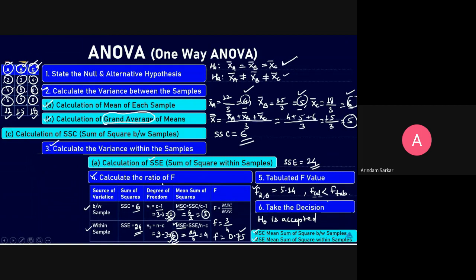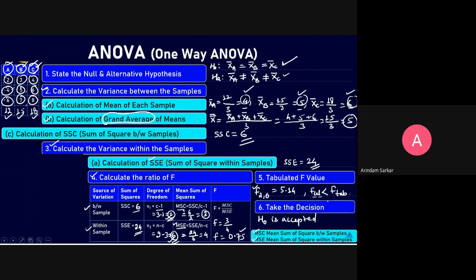And finally I need to calculate the ratio of F. So how to calculate the ratio of F? F means MSC by MSC, right? Now if you look here, this SSC is 6, and the new one is C minus 1, which is populations minus 1. This is the degree of freedom, that is 3 minus 1. The total number of samples was 3, so 3 minus 1 equals 2.